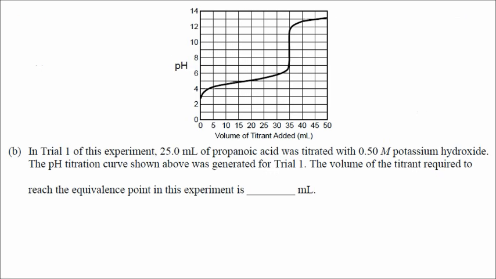And now let's talk about the titration experiment. So our volume of acid is 25.0 milliliters. Our concentration of acid is, well, we don't know what that is yet. Our volume of base that was used to reach the equivalence point, we can get that from the graph. So that's 35 milliliters. And our concentration of potassium hydroxide is 0.5 moles per liter. So we're going to figure out the concentration of propanoic acid. That's a pretty easy calculation. That's an M times V equals M times V kind of a calculation.